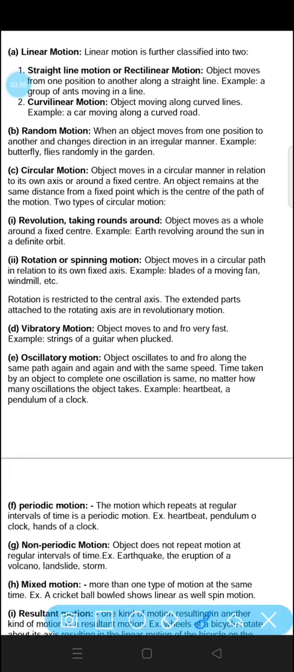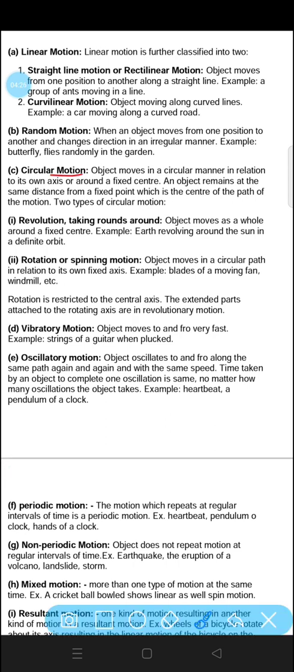Next is random motion. When an object moves from one position to another and changes direction in an irregular manner. So if you are moving like this, going west, then east, then again west or east, then again east or west. If you are changing your direction without any regular manner, it will be called random motion.